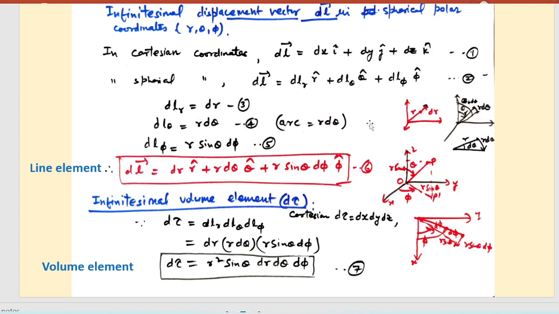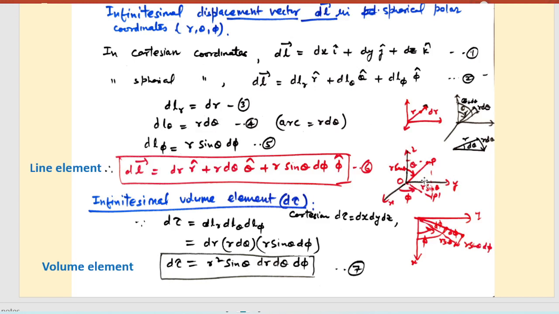So dl r is simply, because r is changing, the change in r is dr only. But if we see the change in theta, theta means the angle from the z axis. If this was theta and there is some small change, theta plus d theta, so this change is an arc. So the arc is r d theta, because we know that the angle is arc divided by radius. Here we need the length of this arc, that is dl theta, that is r d theta.